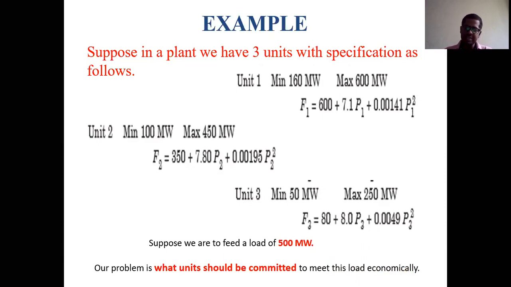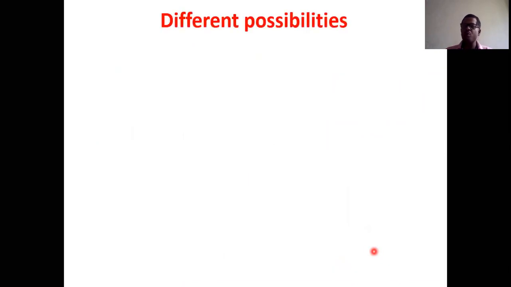First, I will consider the first case, that is my target is I must meet the load. And later on, I will give some interest to the economical point of view or optimal point of view. Now we'll go for different possible combinations. For example, here how many units are there? 3 units are there. We'll go for different possibilities.